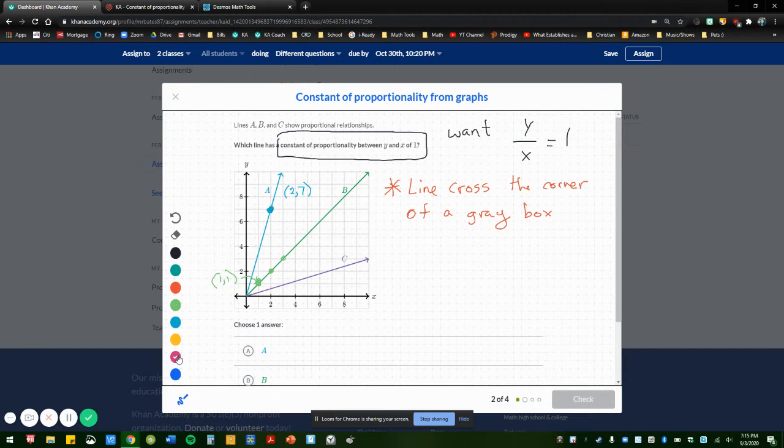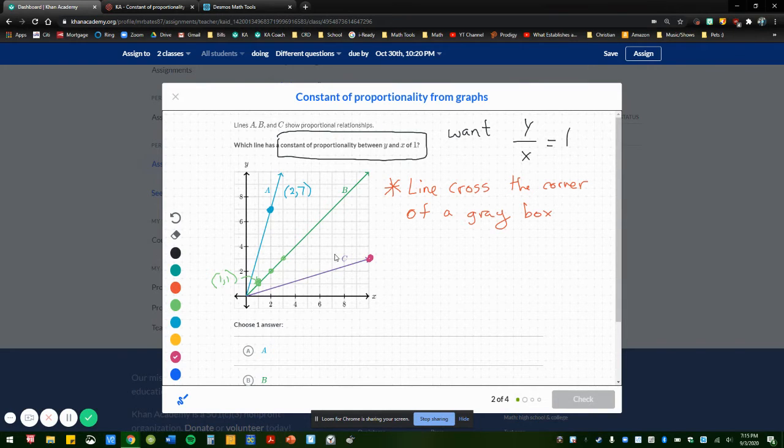Okay, and then the last one is line C, and if I follow line C, it looks like, oh, that could be it, but it looks like it's off by just a little bit there, so I'm not exactly sure. I'm going to say at least right here, it's going to be right there, I think. I mean, it looks pretty close.